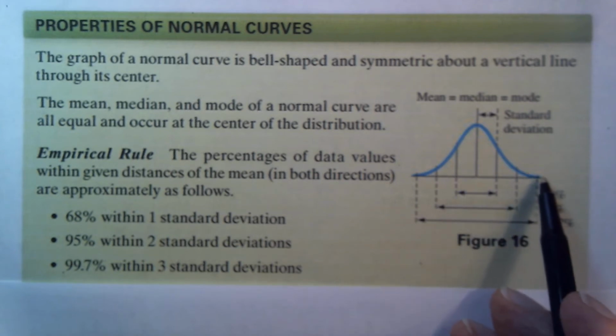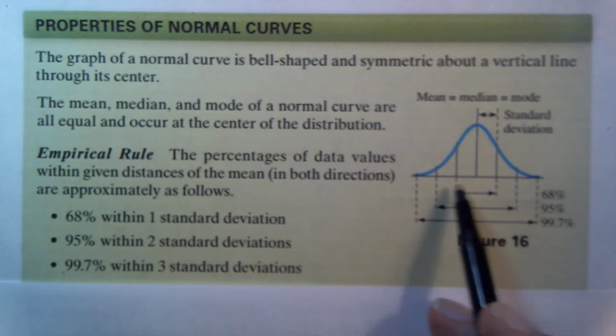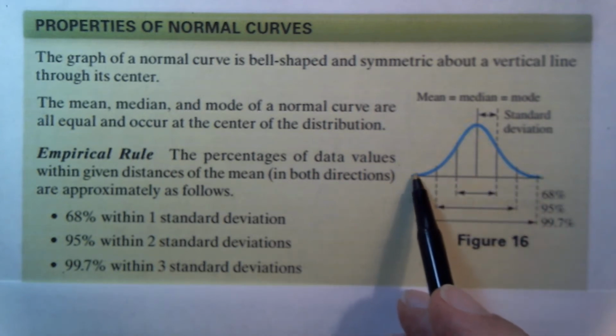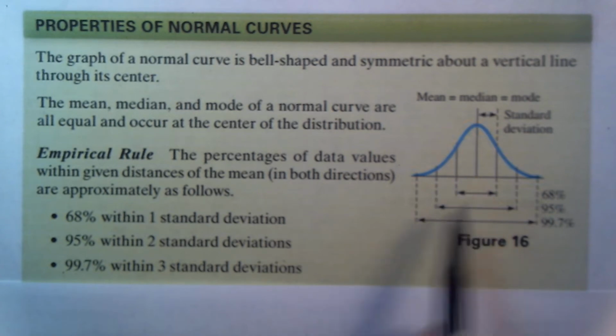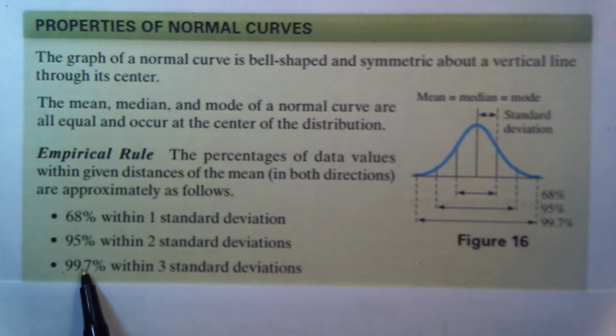So 3 standard deviations over here, and then to the left 3 standard deviations over here. So most of the data, you can say, is within 3 standard deviations of the mean. Obviously, there could be something out there, and that would be certainly okay, but most of the data, 99.7%, is within 3 standard deviations of the mean.